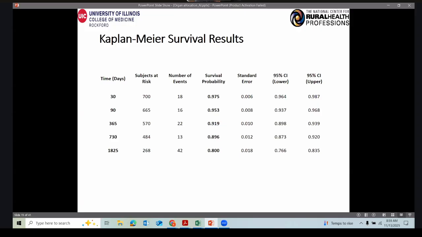So, about 8 out of 10 patients are still alive 5 years after transplantation, which reflects a good long-term outcome for this cohort. You can also notice the gradual drop in the number of subjects at risk from 700 at baseline to 268 at 5 years because of deaths and patients lost to follow-up. The standard error and confidence intervals remain narrow across all the points, indicating that the survival estimates are statistically reliable.